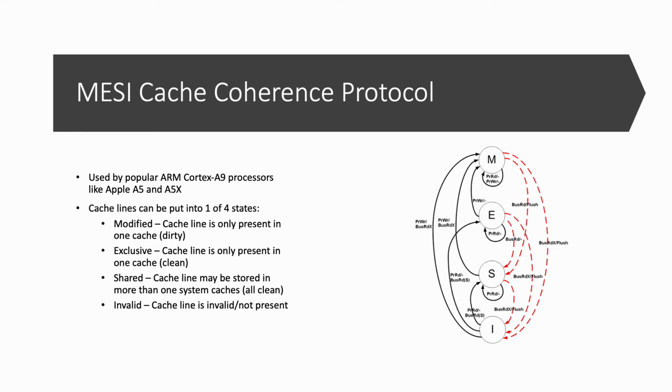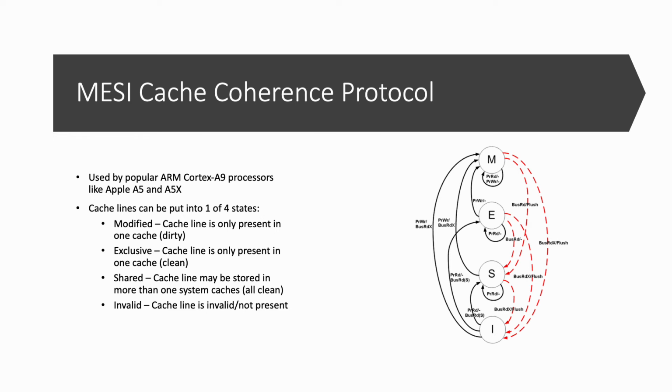The cache coherence protocol that was used in both Lab 2 and Lab 3 was the MESI cache coherence protocol. This coherence protocol was used by some popular ARM Cortex-A9 processors, like the Apple A5 chip used in the iPhone 4S and the A5X chip that was used in the third generation iPad. In this protocol, cache lines can be put into one of 4 different states.